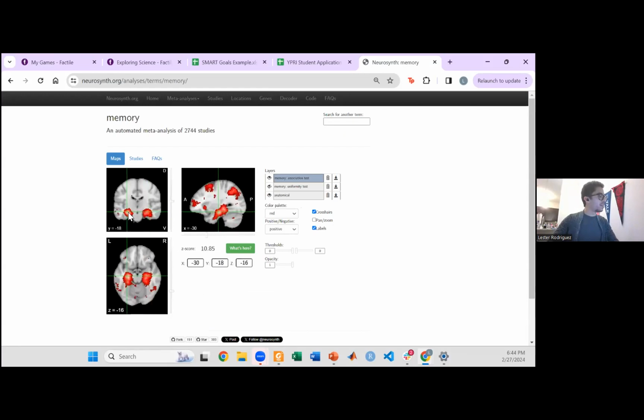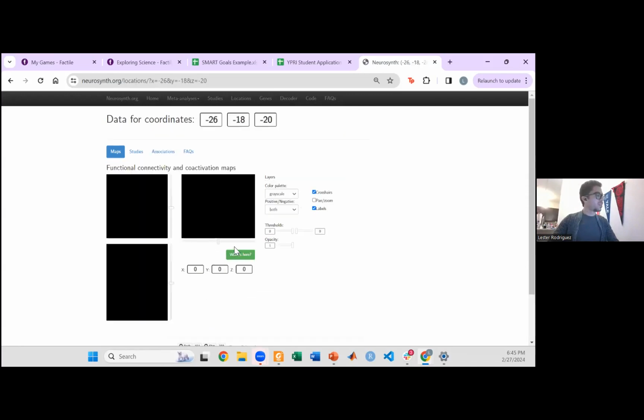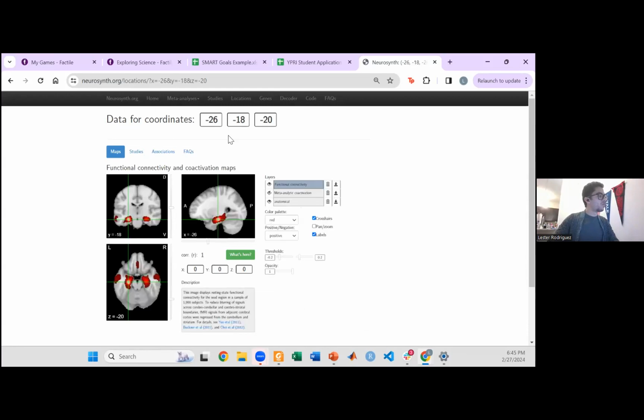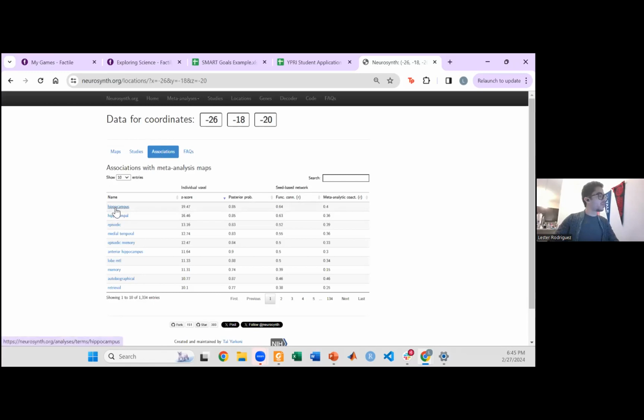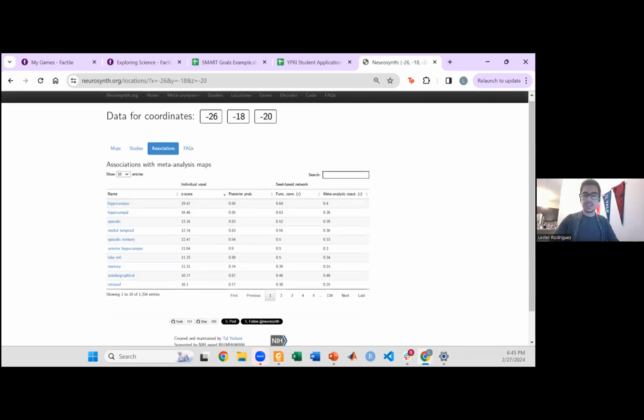And we can find this area here. Seems pretty bright. Once we found it, we can click what's here. Let's see what's here. And now we search that location and we look at associations. And the first thing that pops up is hippocampus. People get that location? Yeah, I see a lot of hippocampuses there. Yep. Did anybody find something different? I see parietal.